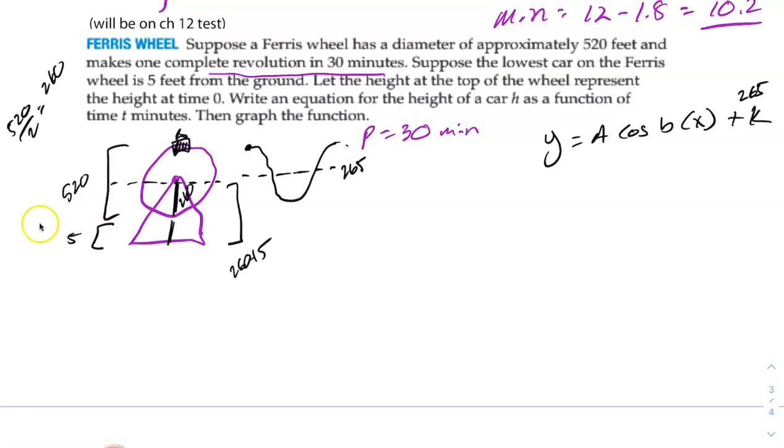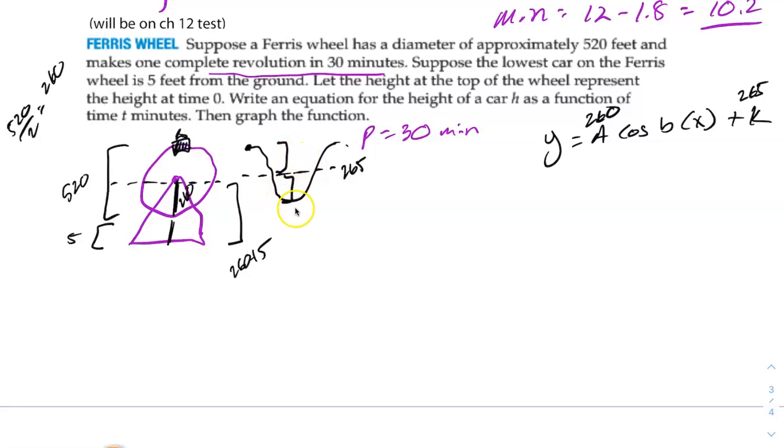Now what's the amp? It's how high and low you go, right? So what's the lowest it goes? The lowest it goes is right here. Highest it goes is right there. The amp is just 260. You can only go 260 up and 260 down, because that's the radius of the circle. So my amp is just 260.